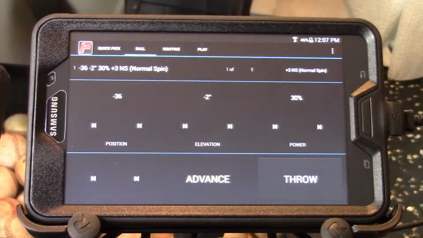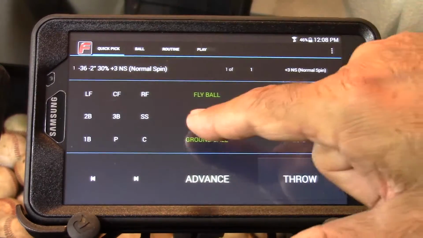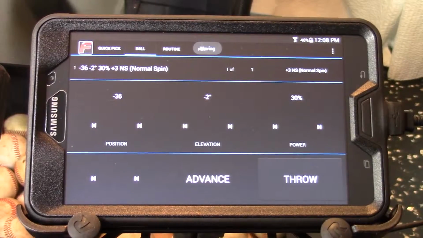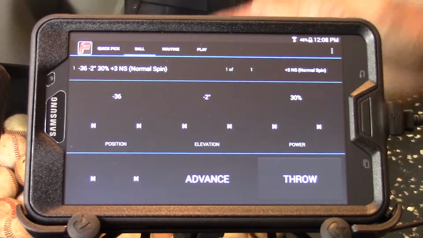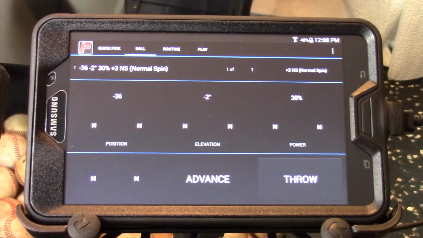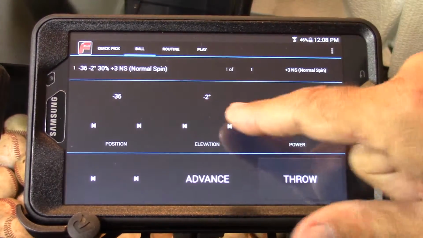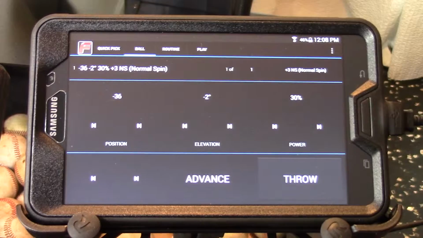And you'll notice on the elevation, we've chosen it to be a ground ball, and because of that, that's negative 2 degrees. Well, 0 is horizontal, so it's shooting straight out at horizontal. Negative 7 degrees is the lowest ground ball that can be thrown, and positive 90 degrees is pointing straight up. So having a negative 2 degree angle is showing us that it's going to throw a ground ball.